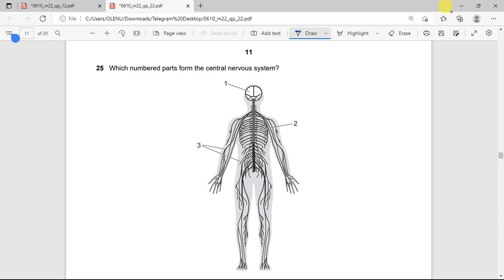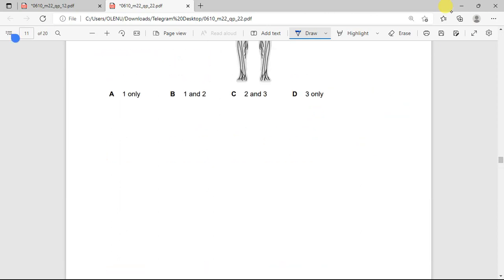Which numbered parts form the central nervous system? It is the brain, which is 1, and the spinal cord, which is 2. So my answer is 1 and 2. B.